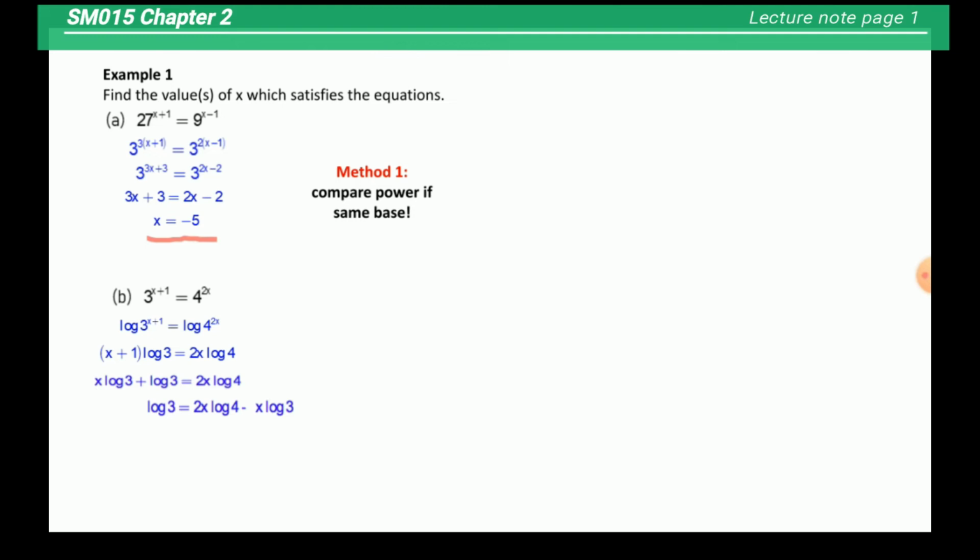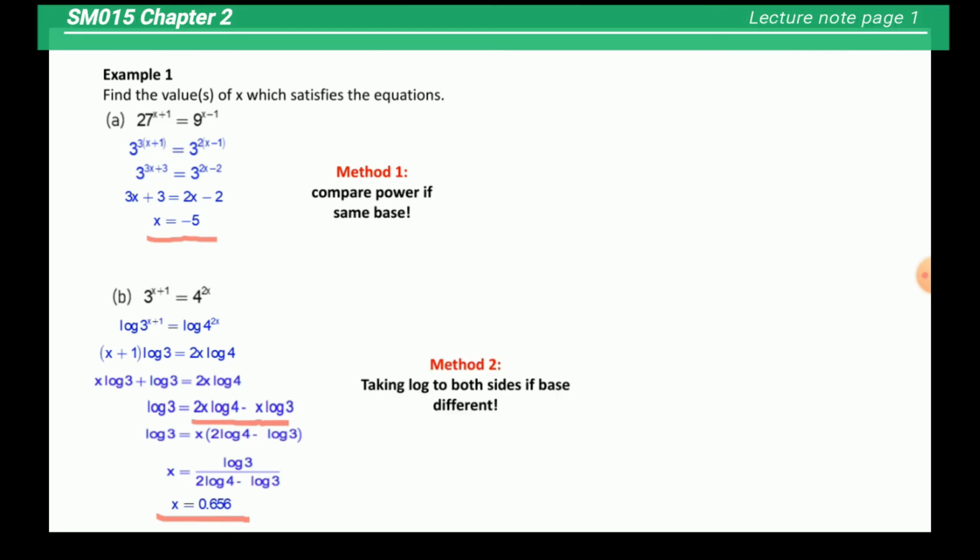For the right hand side, you can try to factorize out the x that we have here, like this: x times 2 log 4 minus log 3. Now you need to rearrange x as the subject. The left hand side becomes log 3 over 2 log 4 minus log 3, and you will end up with the answer for x, which is x equal to 0.656. Can you tell me what method we are using here? The method number 2, by taking log to both sides if the bases are different.